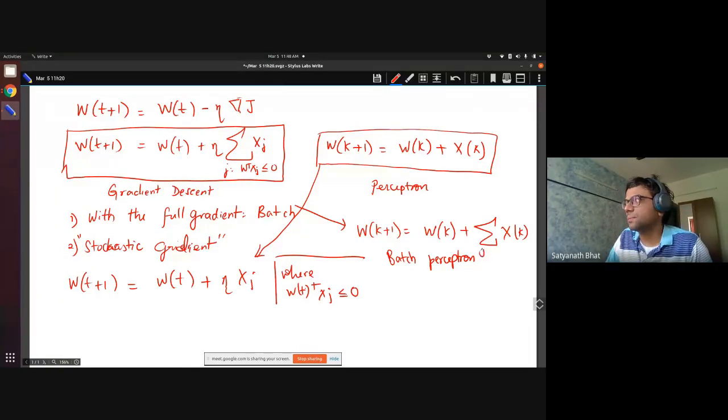So this is j such that wt transpose xj is less than or equal to 0. So basically, I shouldn't write it like this. I'm going to collect all the points such that j belongs to Sk, where Sk is equal to all points which are incorrectly placed.